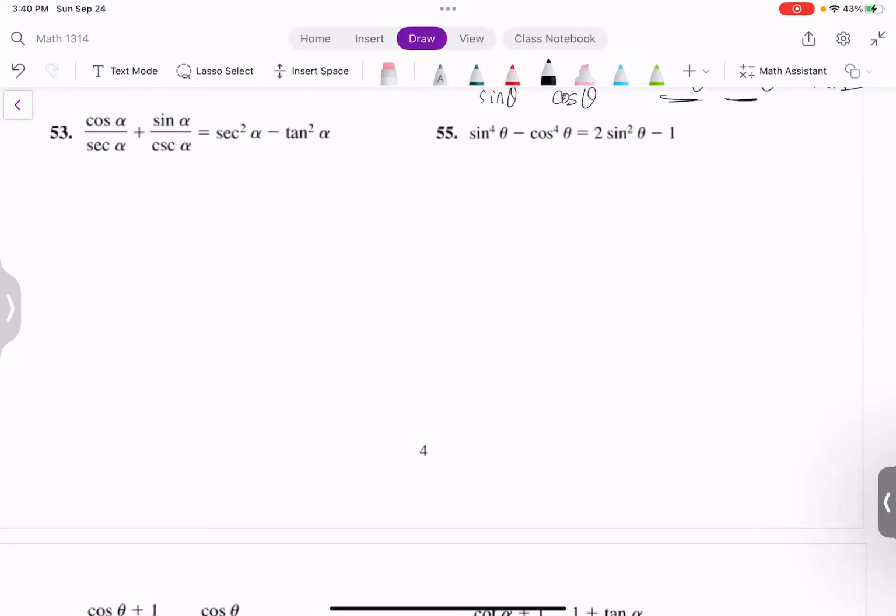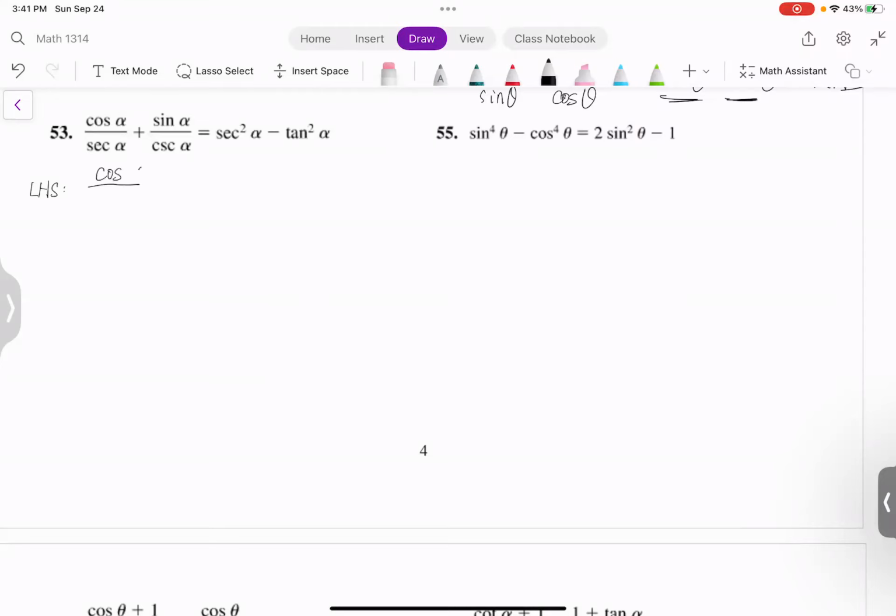Let's see number 53. Which side is more complex? I think both sides look very complex. But I still start from the left-hand side and convert them to sine and cosine, because they are so complex. So let's convert all of them to sine and cosine.